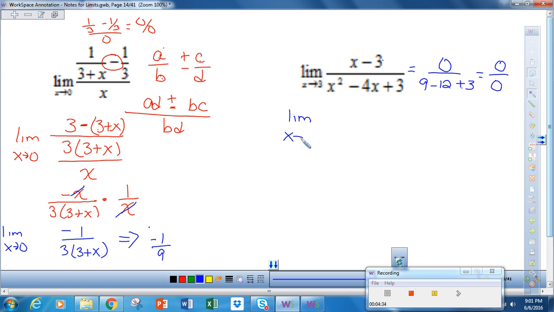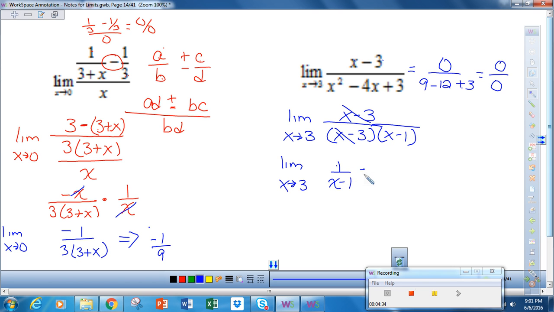All I have to do is factor. What can I multiply to get 3 and add to get negative 4? Then what happens to my x minus 3's? So I have the limit as x approaches 3 of 1 over x minus 1, which is 1 over 3 minus 1, which is 1/2. And that is my answer.